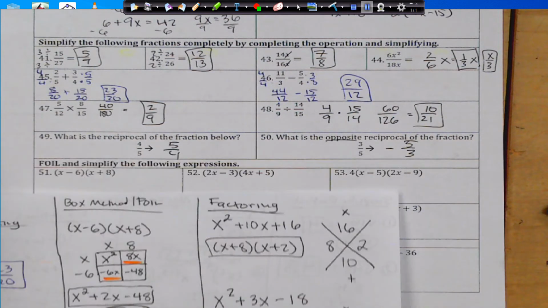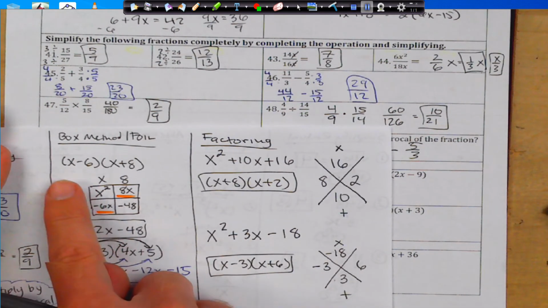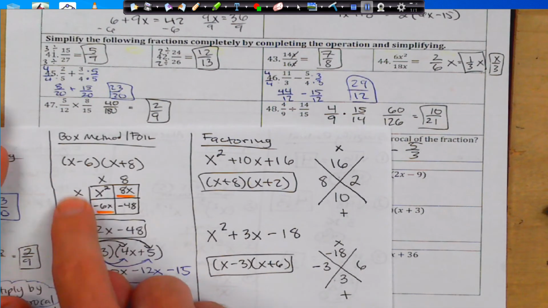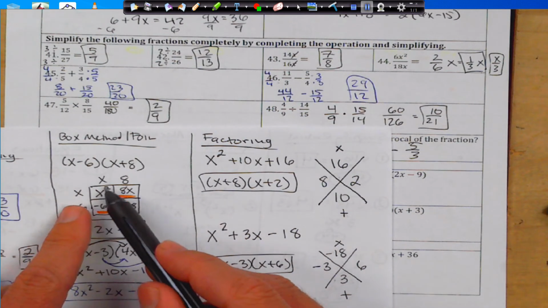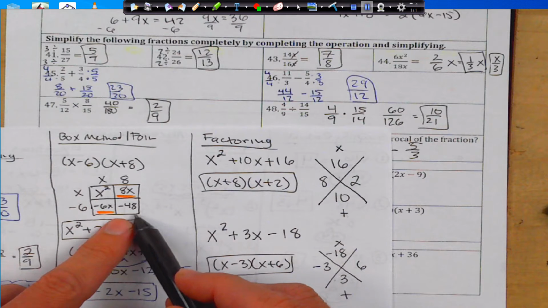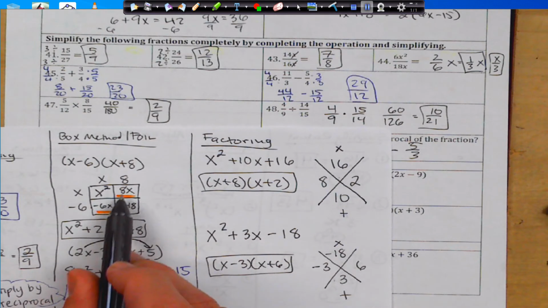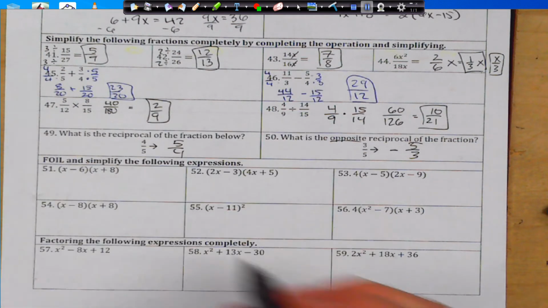So this is this first one actually right here. So box method is you kind of take the x minus 6, the x plus 8, and you put it on the left side of the box and the top of the box, and then you multiply in, so x times x, 8 times x, negative 6 times x, and 8 times negative 6. And then you're going to have to combine like terms to get our answer of x squared plus 2x minus 48. So that's that first one.